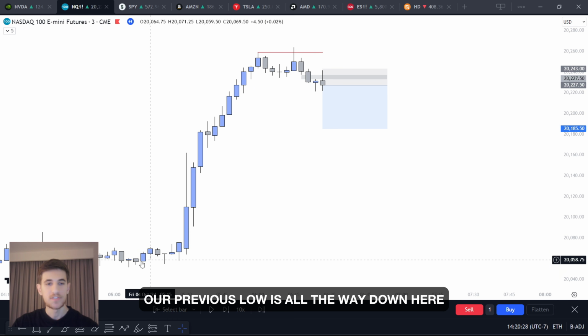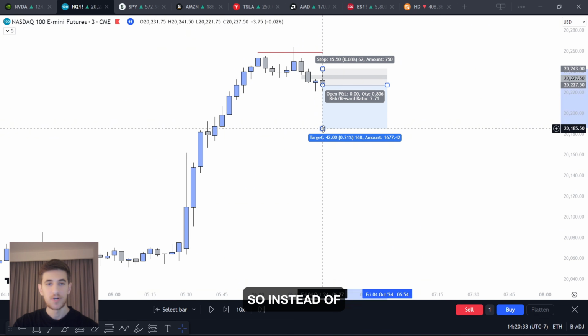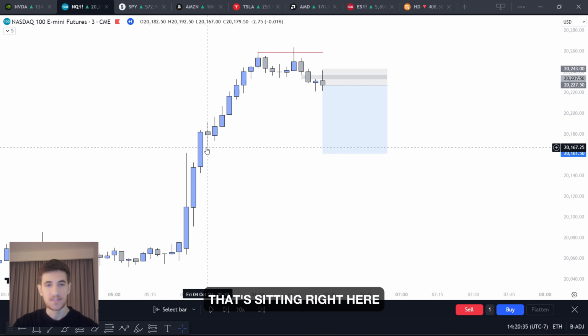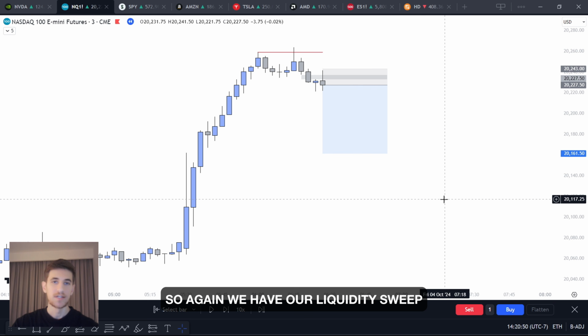So in this case, our previous low is all the way down here, which is in my opinion way too far. So instead what I'm going to do is target this fair value gap that's sitting right here. So that's where I'll be looking to exit the trade on this setup. So again, we have our liquidity sweep, we have our fair value gap entry. So now we just need to play this setup out and see exactly what happens.